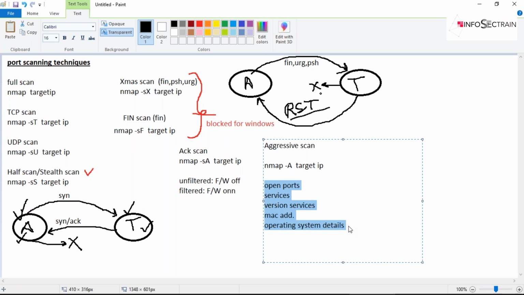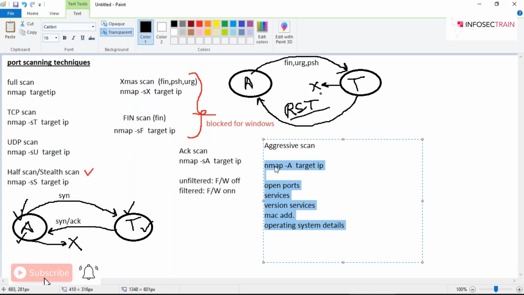But in real world scenario, we don't use this aggressive scan. Why we don't use aggressive scan? What is the reason? The reason is this aggressive scan, since it's providing you all these information, right? Open port, services, version. So guys, to get this information, obviously this scan will be generating a lot of noise. And by noise, I mean to say a lot of traffic. As a hacker, you don't want a lot of traffic following your IP address. So what we do, we don't use this aggressive scan in real world scenario.